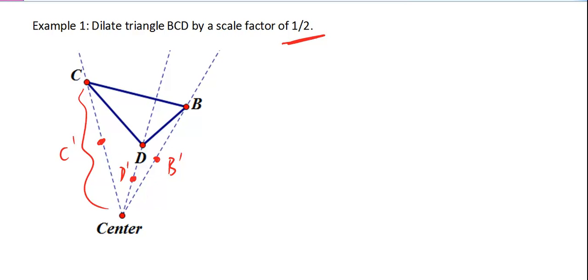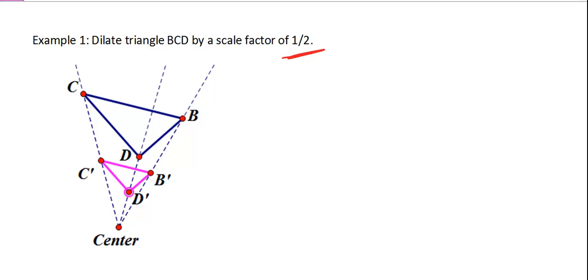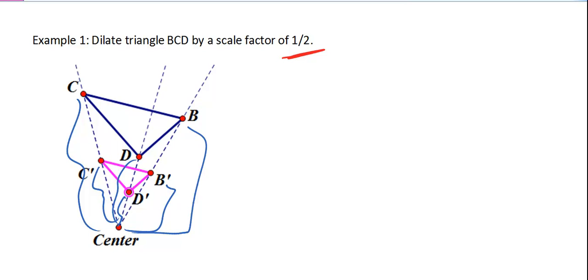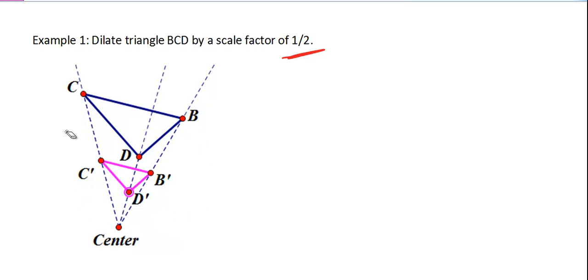This was a pretty rough estimate for me, so let me show you the exact diagram. Here would be our actual image, B prime, C prime, D prime. The idea here is that this distance is exactly half of the distance from the original point, and the same goes for C prime compared to C, and D prime compared to D. And not only is the distance half, but also the size. So B prime D prime would be exactly half the length of DB.